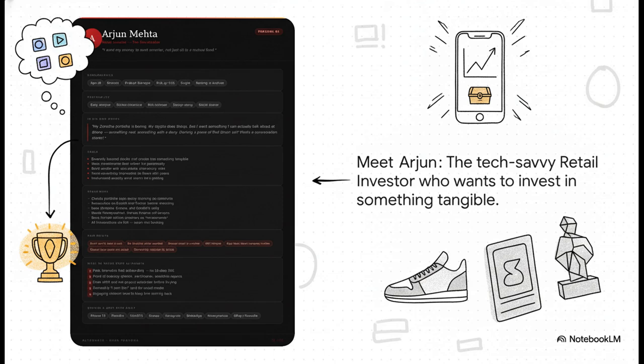First up, let's meet Arjun. He's our retail investor. Think of a 29-year-old product manager from Mumbai. He's already using all the typical investment apps, but he's kind of bored. He wants to put his money into something with a story, something he can talk about. For Arjun, owning a piece of a collectible isn't just about the money. It's about status, it's about the excitement of owning something real, something legendary.